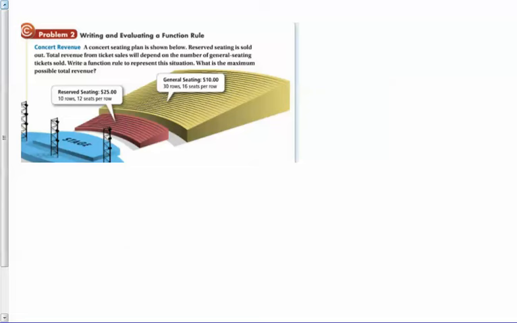Now, look at this picture. This looks kind of like Pine Knob, or you don't call it Pine Knob anymore, we call it DTE. The green general seating is like the hill, and the reserved seating is like the pavilion. The reserved seating is $25, 10 rows, 12 seats per row. General seating is $10. There are 30 rows, 16 seats per row.